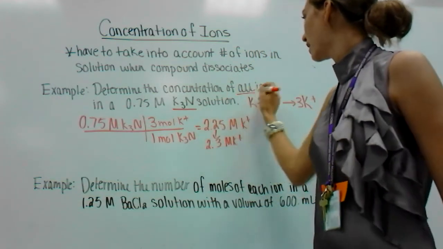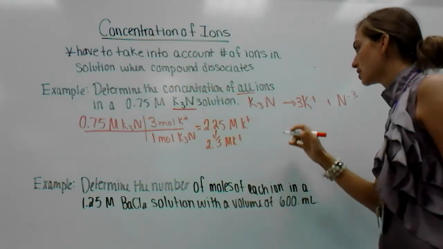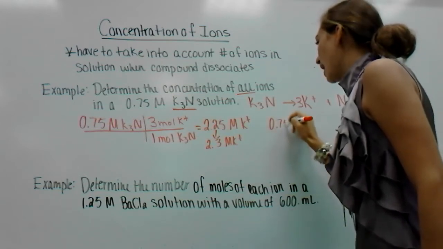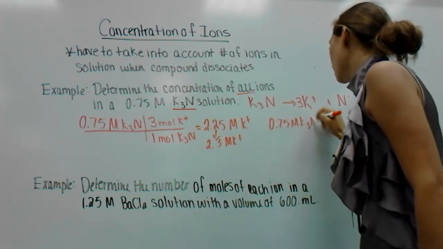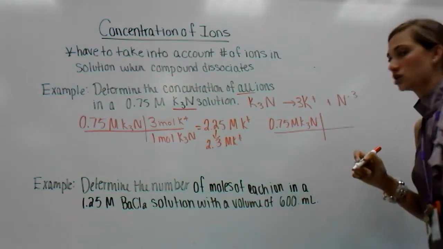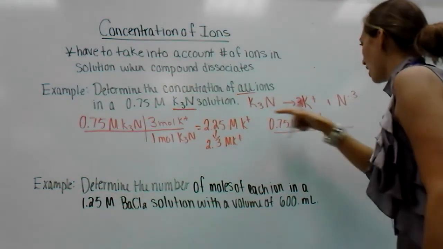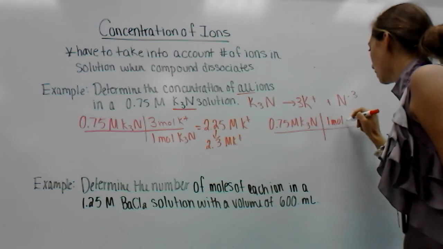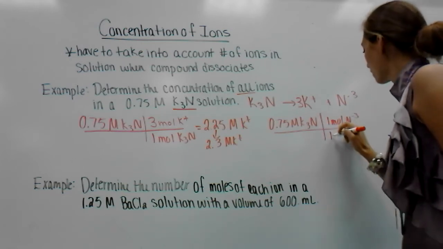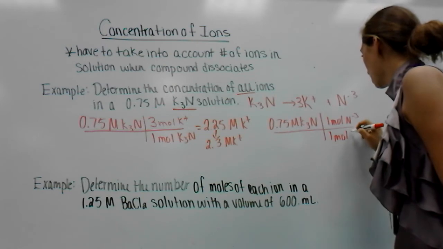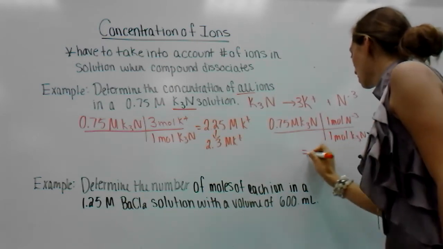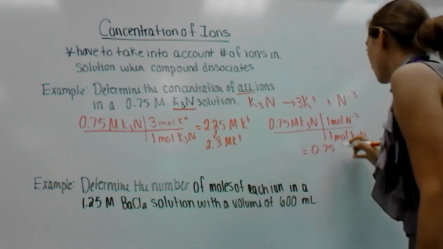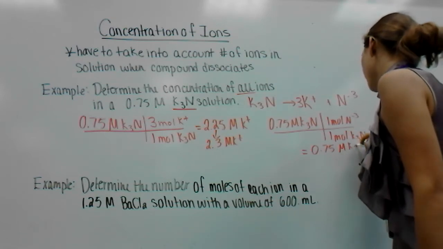Now it asks for all ions. So we already figured out our K plus, now we want to do our N minus. So we have 0.75 molar K3N. We want to convert that now to the concentration of nitride. So for every K3N that is put in, we produce 1 mole of nitride. So here it's going to be a 1-to-1 ratio. So we're going to have the same concentration of nitride ion as we do of our solution.